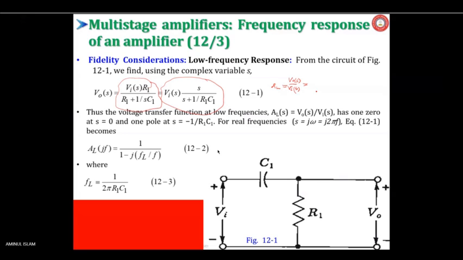So this can be written as what? R1 by R1 plus 1 upon sC1. Yes or no? Yes, sir. Now what has been done here to get this? Numerator and denominator have been divided by R1, and then multiplied also. It is something like s divided by R1, and the same thing is here also, s divided by R1. Is it not possible to write in this way? Yes, sir, it is possible.